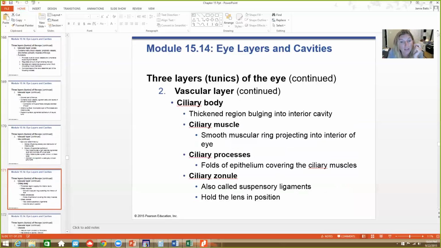It is made of the ciliary muscle, which is a very small, smooth muscle, and it has the ciliary processes coming off of it, which connect to the ciliary zonules, which hold the suspensory ligaments, which hold the lens in place. You'll see a picture and it'll make a lot more sense once you see how all of this fits together, but it's all part of what's called the ciliary body.